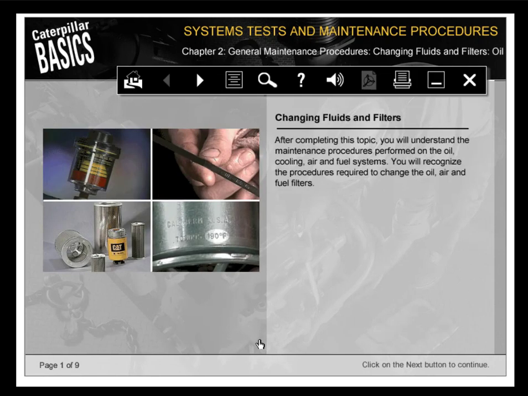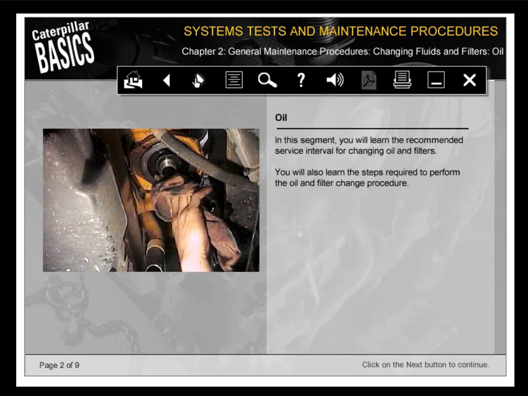After completing this topic, you will understand the maintenance procedures performed on the oil, cooling, air, and fuel systems. And you will recognize the procedures required to change the oil, air, and fuel filters. In this segment, you'll learn the recommended service interval for changing oil and filters. You'll also learn the steps required to perform the oil and filter change procedure.